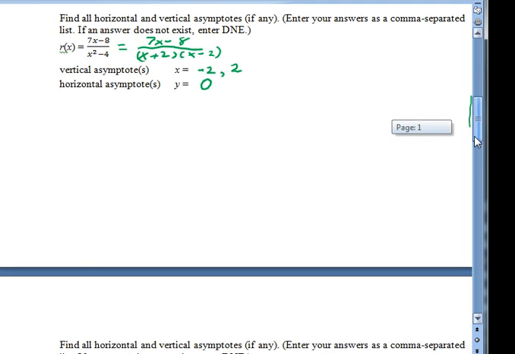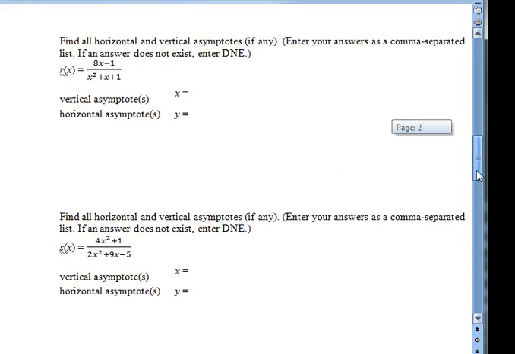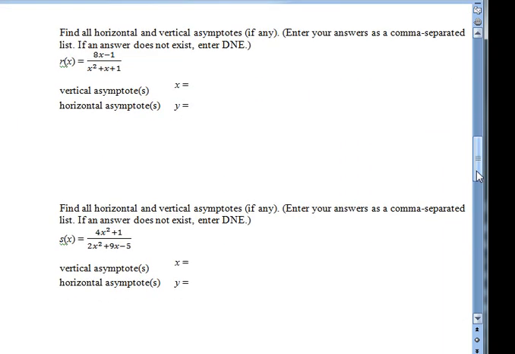Continuing now, this next one, we have 8x minus 1 over x squared plus x plus 1. The degree of the numerator is less than the degree of the denominator, and so the horizontal asymptote is going to be the x-axis, or y equals 0.